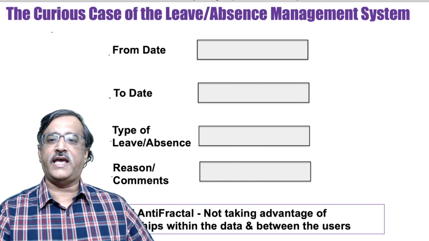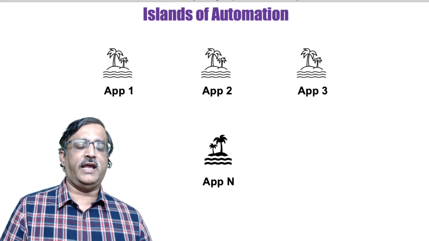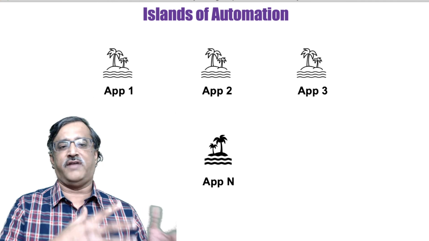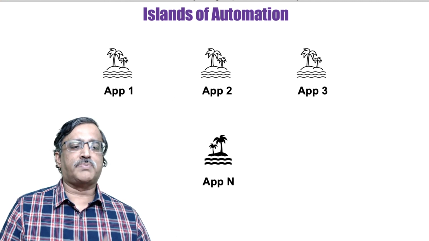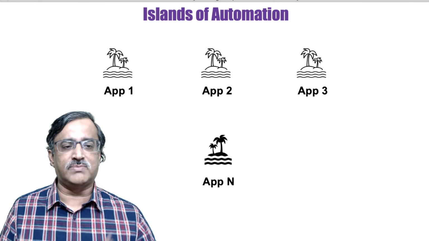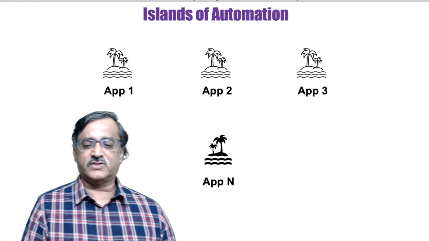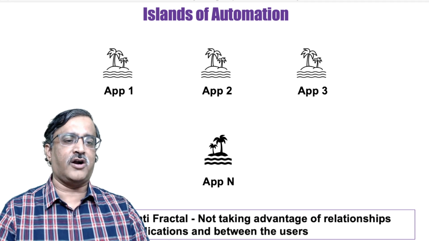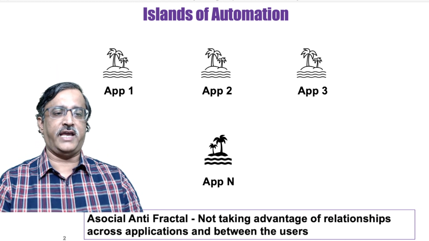There is one more of these asocial problems. The next one is that many of the applications in the IT systems were developed at different points in time, possibly by different people or different third-party applications, none of which talk to each other. In spite of years of talking about enterprise application integration, enterprise service bus, all that, we still haven't managed to integrate all the applications, which means they are operating as islands of automation. So the next problem is that we are not taking advantage of the relationships between applications and again between the users.